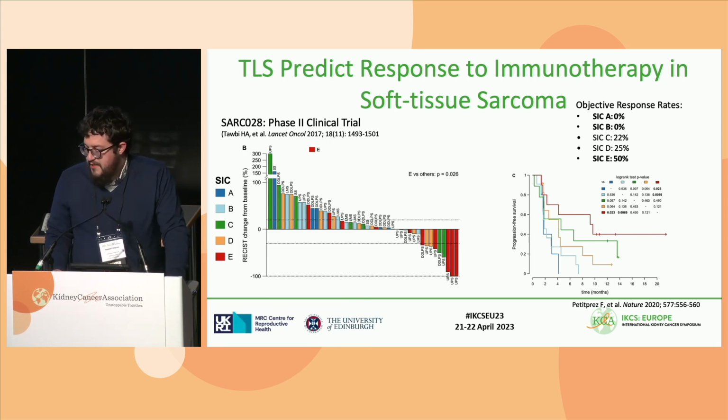As we see, patients that were associated with what we call sarcoma immune classes E and D, so those that were enriched in immune cells and that notably had the presence of tertiary infrastructures, were associated with a better response to the therapy and a better progression-free survival under treatment.